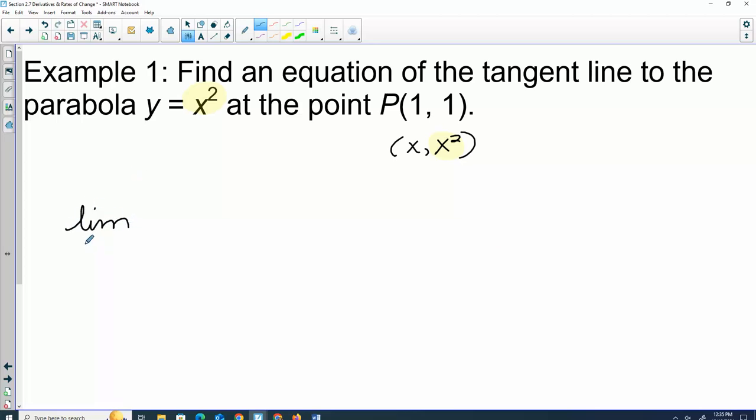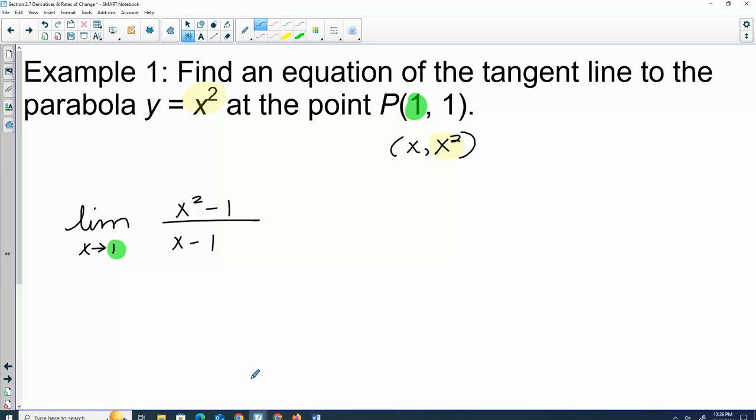So I'm going to do the limit as x gets closer to what value? 1. x has to be getting closer to this point of 1, of the slopes between them. So our slope is x squared minus 1 over x minus 1, y2 minus y1 over x2 minus x1. It can't be 1. And now it cancels.